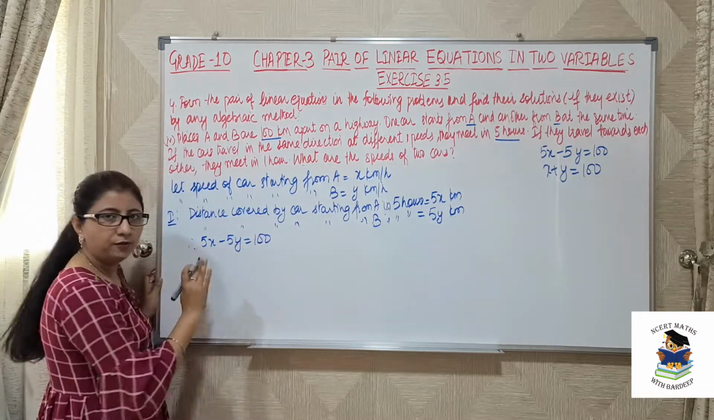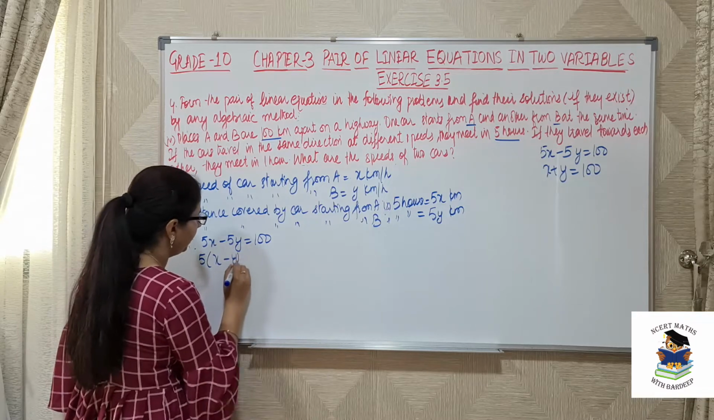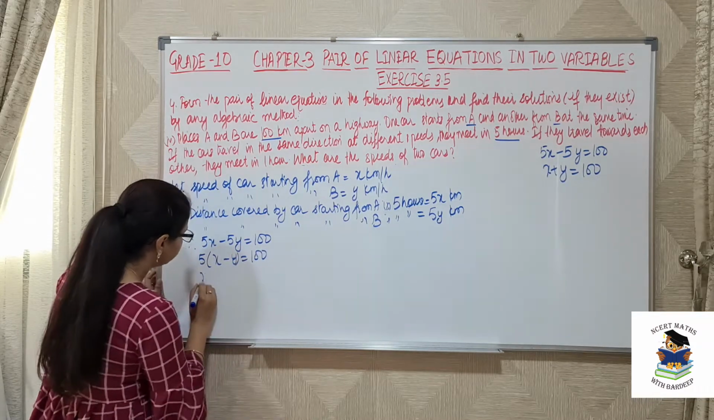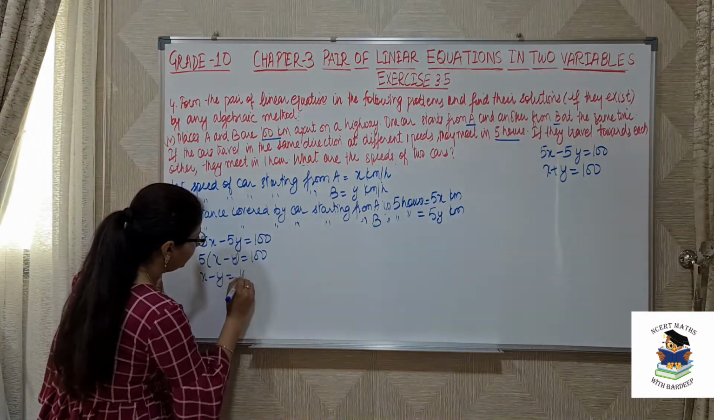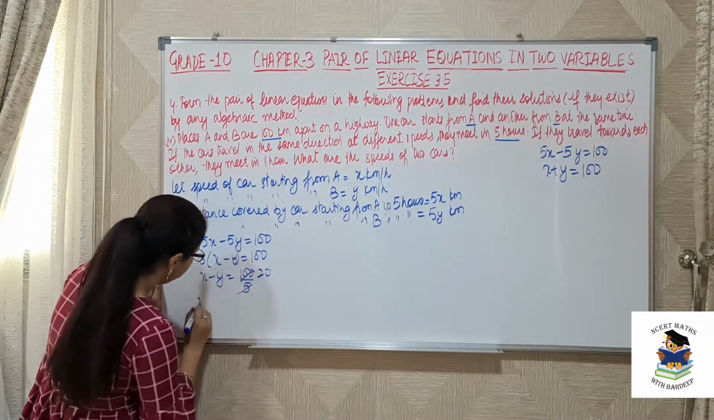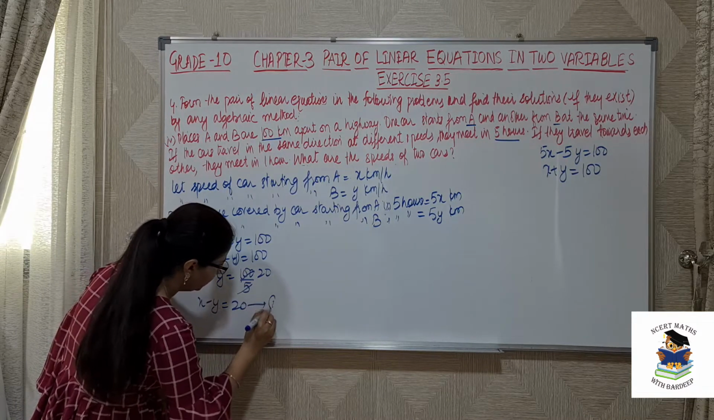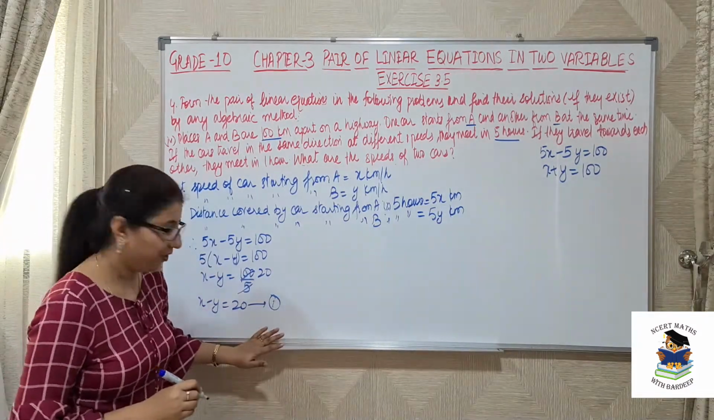So again we can see 5 is a common factor. So take 5 out. This is x minus y equals 100. So x minus y is 100 divided by 5. So after cancellation this is 20. So x minus y is equal to 20 is our first equation.